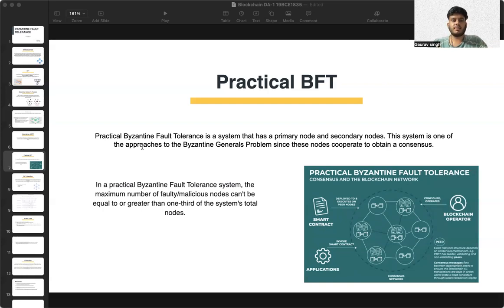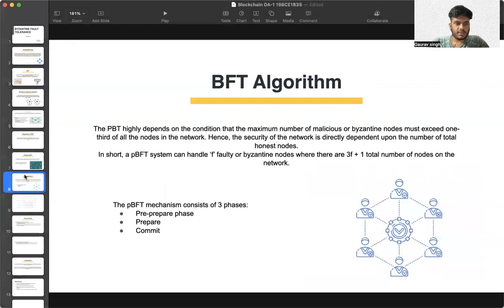To say it in layman's terms, the client makes a request to the primary node. The primary node sends the request to the secondary nodes. The nodes that process the request provide the service and respond to the client. The client waits until it has received the same response from, let's say, m+1 nodes, where m is the maximum number of faulty nodes that the system allows. In a practical BFT system, the maximum number of faulty or malicious nodes can't be equal to or greater than 1/3 of the system's total nodes. Now coming to the BFT algorithm.